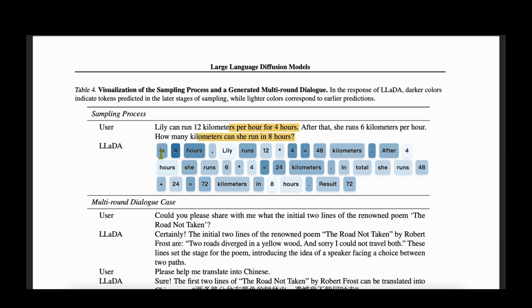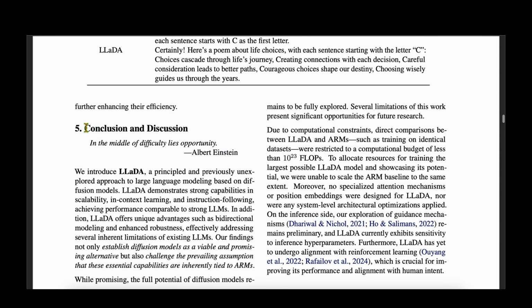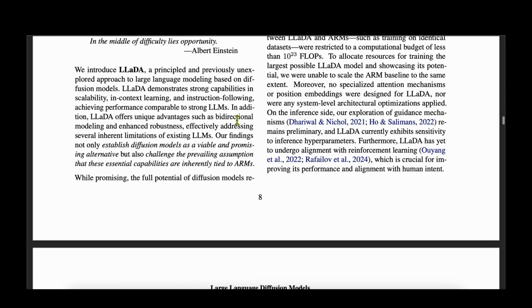Then LLaDA comes up with this answer. In 4 hours, Lily runs 12 times 4 equal to 48 kilometers. After 4 hours, she runs 6 times 4, 24 kilometers. In total, she runs 48 plus 24, which is 72 kilometers in 8 hours. Result is 72. And finally, they're just wrapping up with some conclusion and discussion.